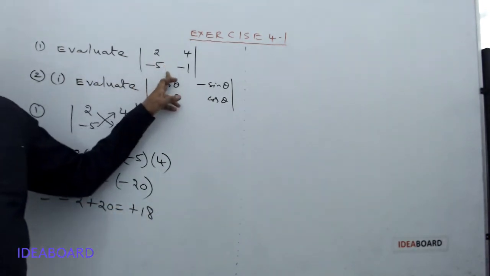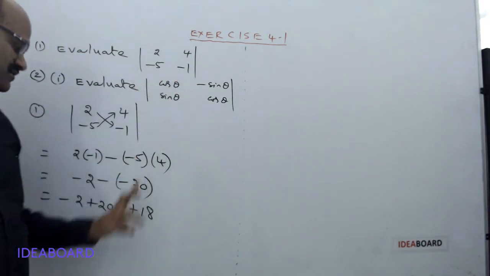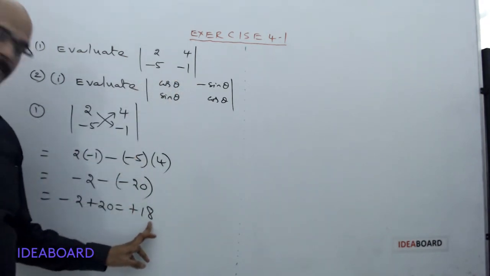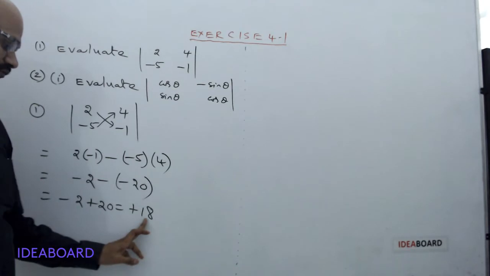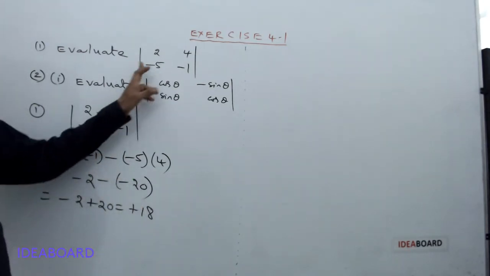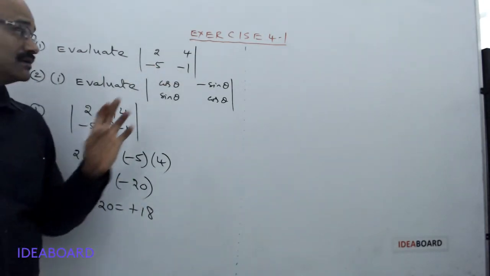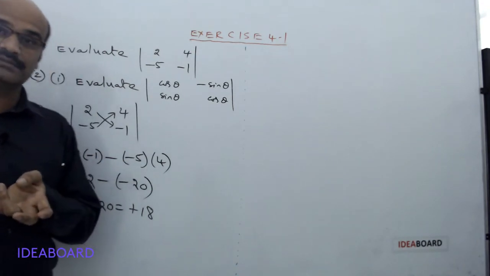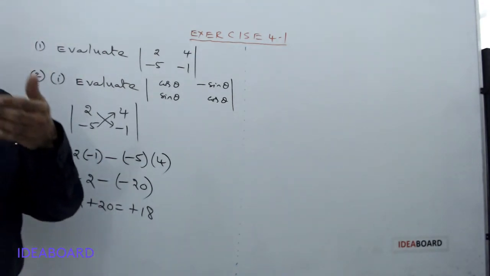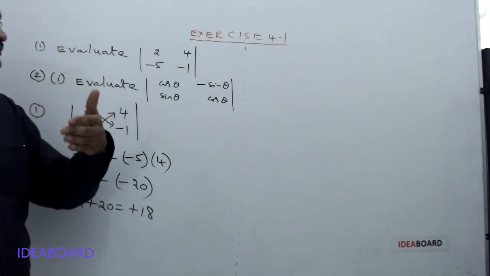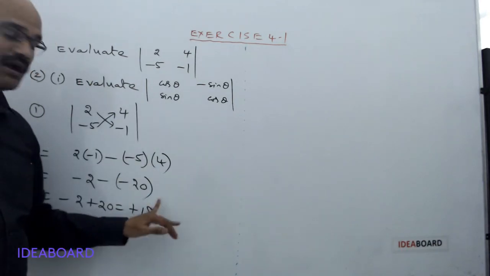The determinant of a square matrix will always be associated to a number. See, we are getting plus 18. Whenever you have a determinant, the matrix should be a square matrix. The determinant of a square matrix is always associated to a number or an expression.